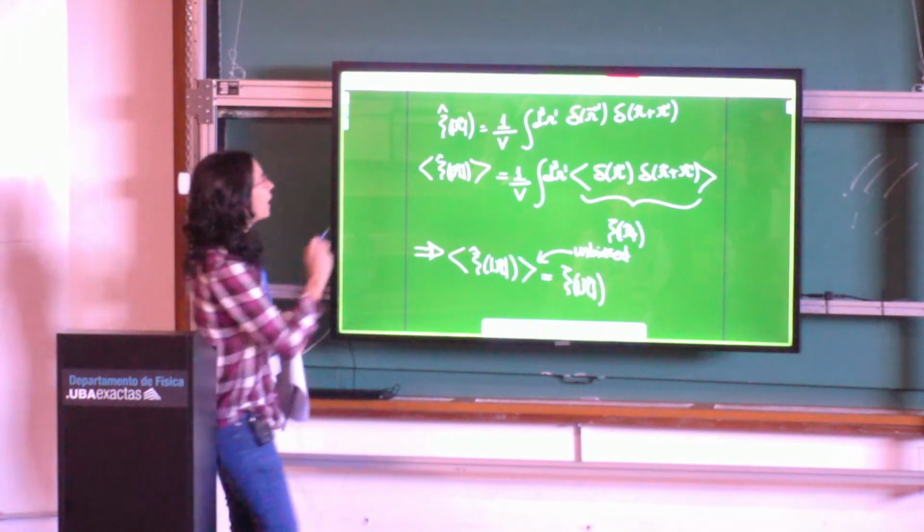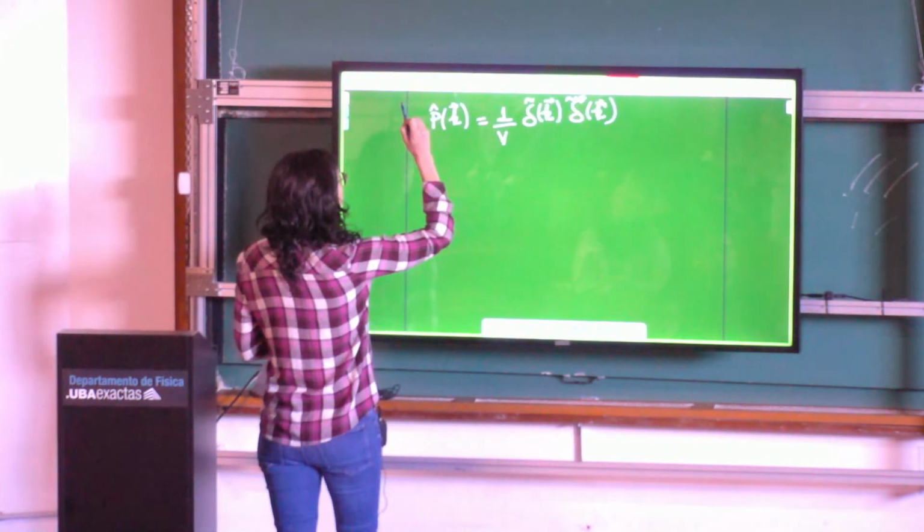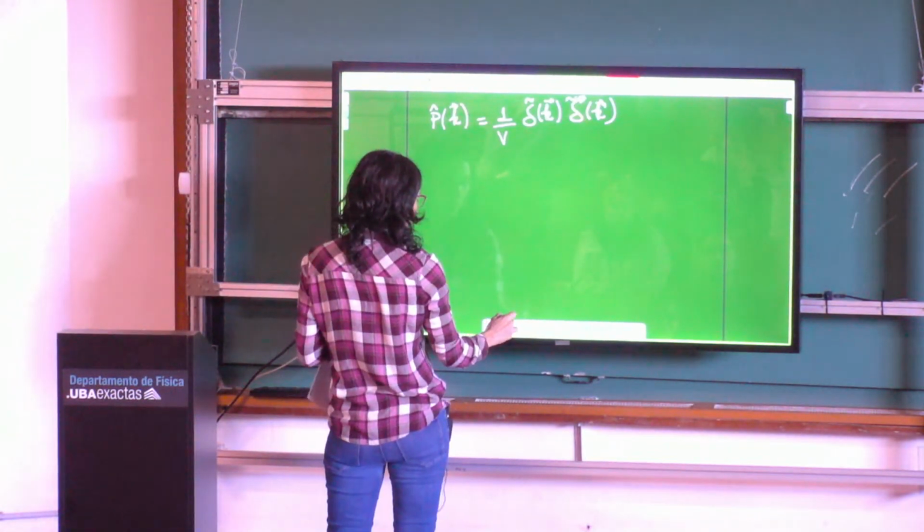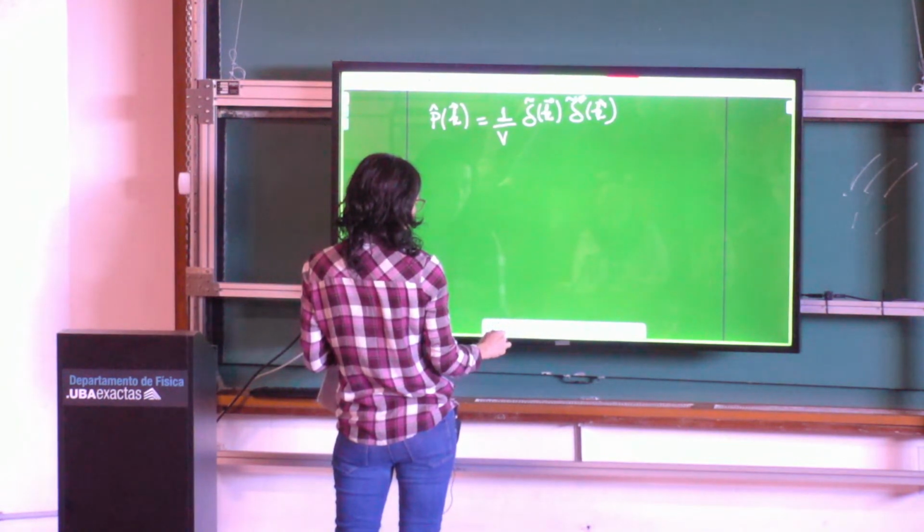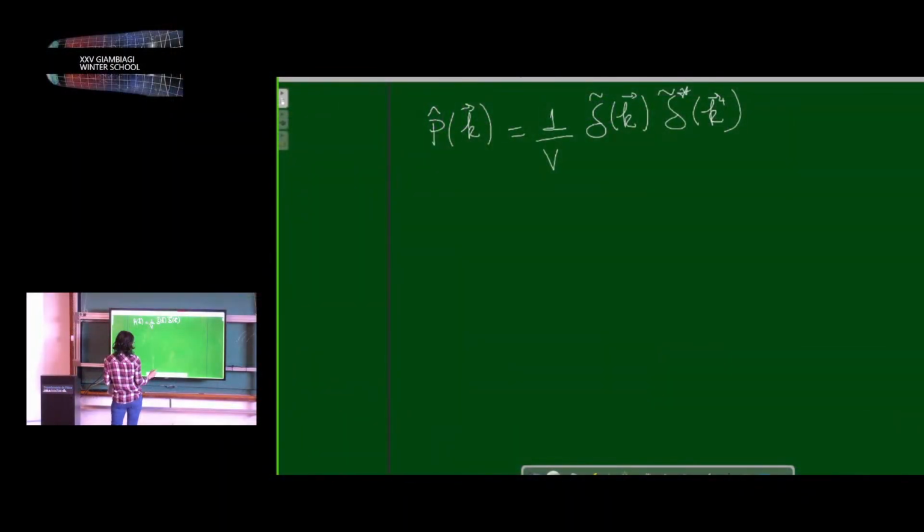Okay. So we can do the same with the power spectrum. And here I wrote it wrong because it doesn't depend only on k, but it also depends on k prime. It could, in principle, be any function of k and k prime. So I will write it this way.